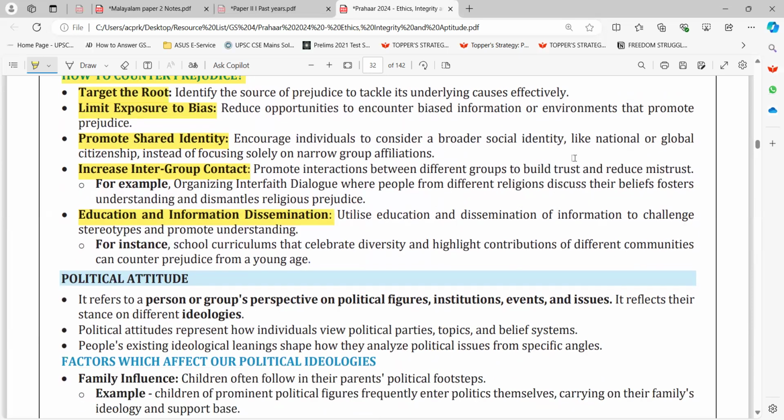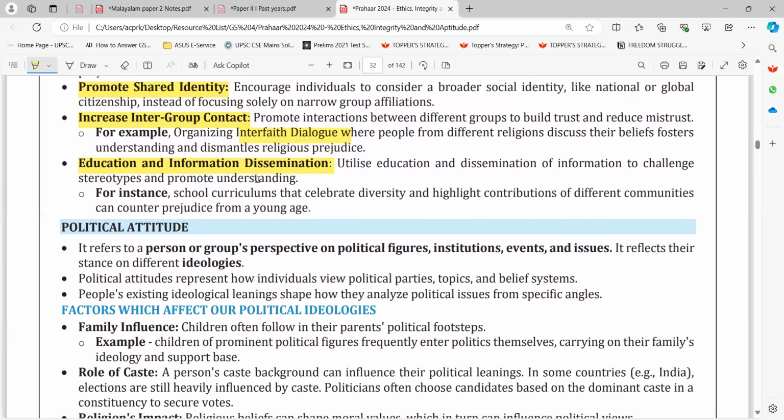Increase intergroup contact: promote interactions between different groups to build trust and reduce mistrust. For example, organizing interfaith dialogue where people from different religions discuss their beliefs fosters understanding and dismantles religious prejudice. Education and information dissemination: utilize education and dissemination of information to challenge stereotypes and promote understanding.